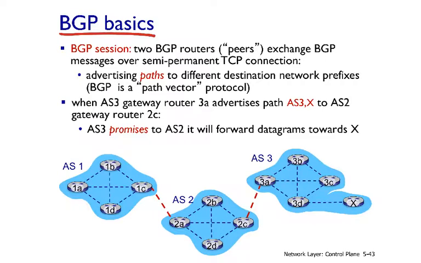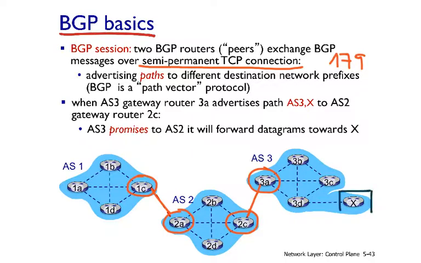Here we have another example in which three autonomous systems are connected by means of these links. These links are used in semi-permanent TCP connections. The idea is to use port 179 for the connection between border nodes, 1C with 2A, 2C with 3A. Now, imagine that we want to propagate the reachability information from X to the internet.